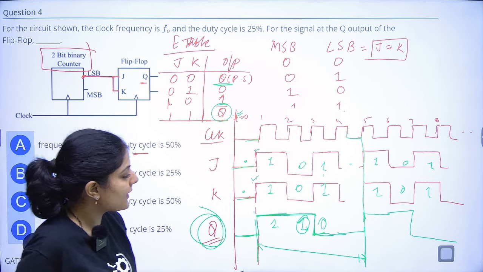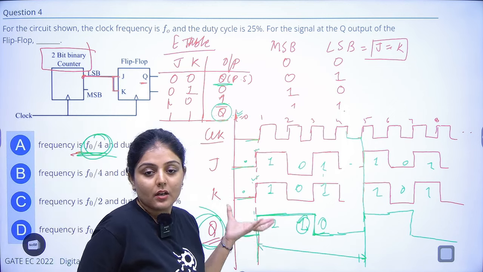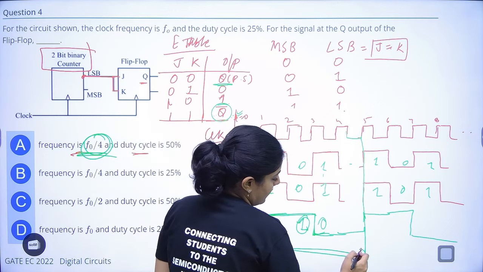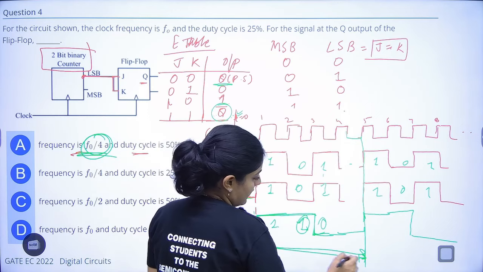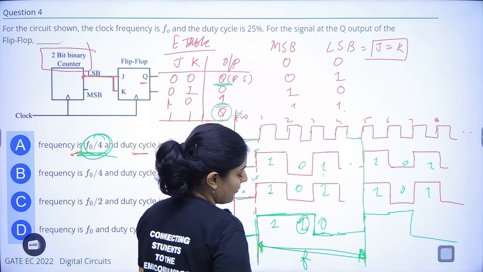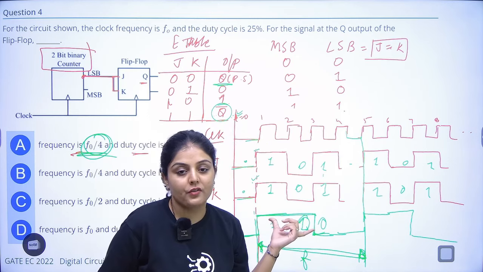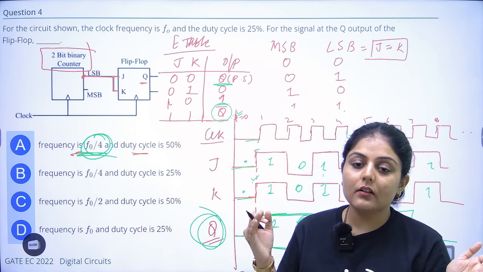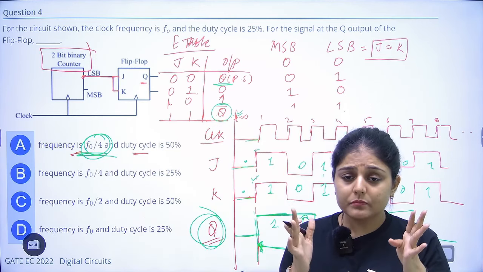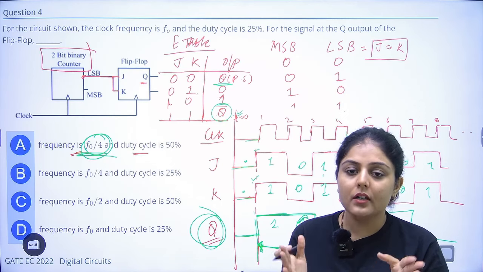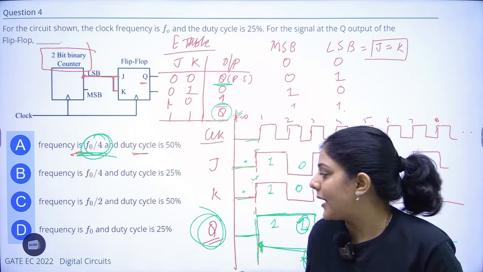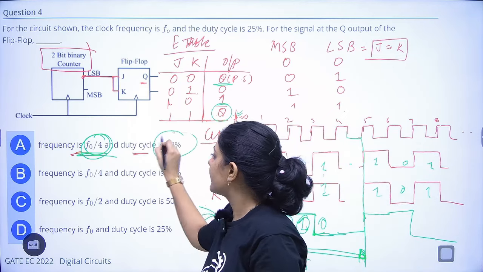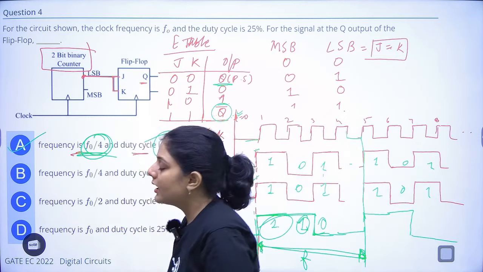And what about the duty cycle? So the duty cycle is, for this particular frequency F, it is on for 50% of the time. As I have told you, duty cycle is calculated as the time the output is on with respect to the total time. So it is on for 50% of the time, so duty cycle is also 50%. So option A will be the correct option.